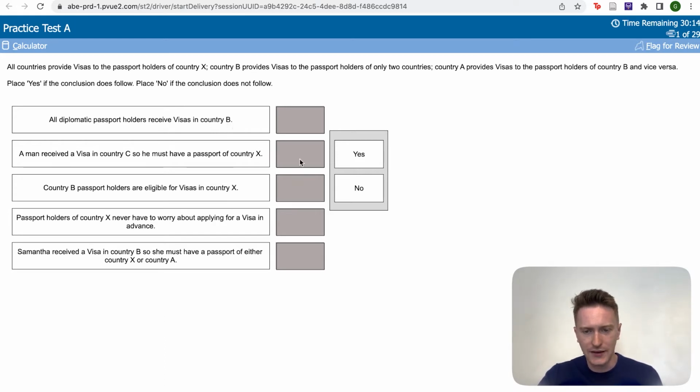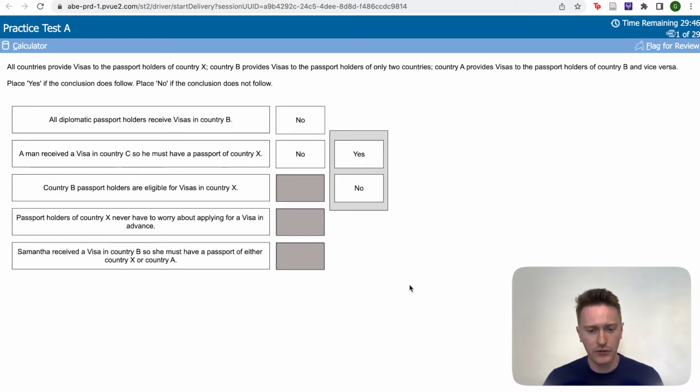So all diplomatic passport holders receive visas in country B. Well, I don't think that follows, no. We know that all countries provide it to X, but we don't know anything about country C, for example, later on mentioned, country D, etc. So this is not going to follow. A man received a visa in country C, so he must have had a passport of country X. Well, he doesn't have to have had a passport of country X because we don't have any information about C, so I'm going to put that doesn't follow.